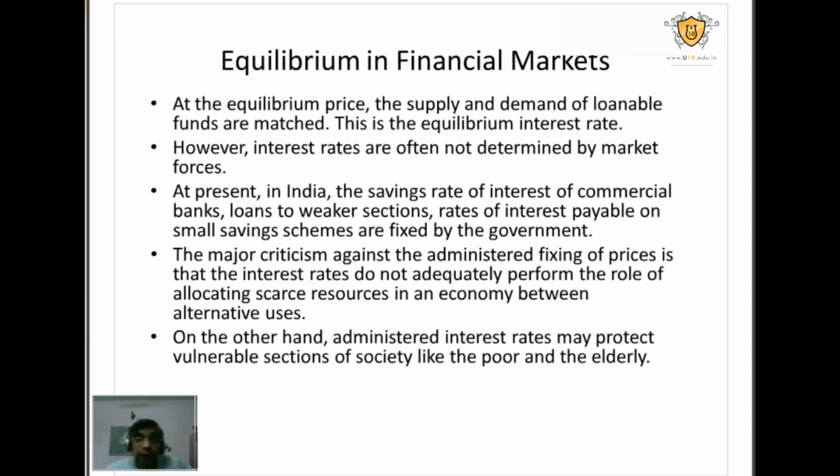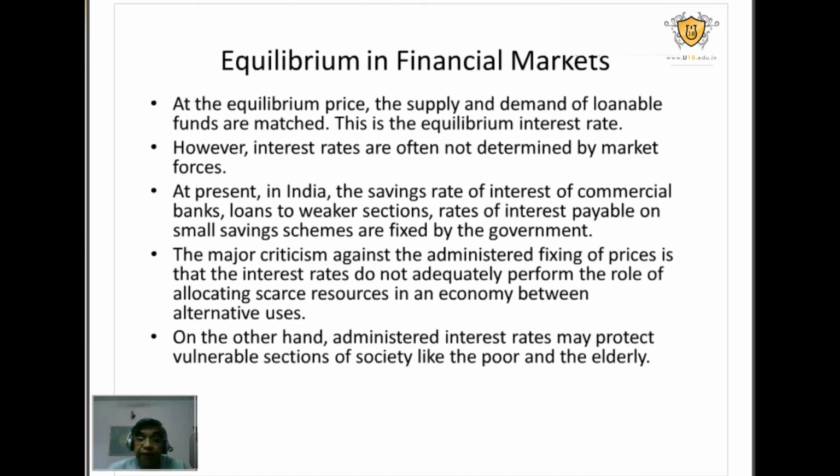Now, at the equilibrium price, meaning the price of interest, the supply and demand of loanable funds are matched. Theoretically, the price of demand and supply of money is the interest rate. So on a theoretical basis, at the equilibrium price, the supply and demand of loanable funds are matched. That is the equilibrium interest rate. However, interest rates are often not determined by market forces, because there are people who dictate the interest rates to us. And what is the way it is dictated?